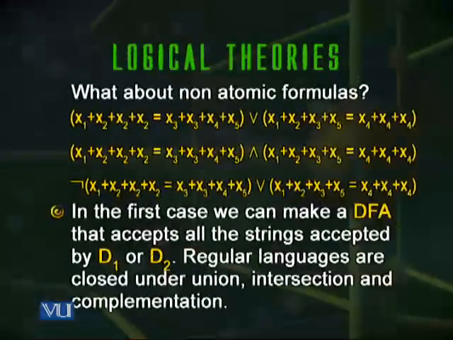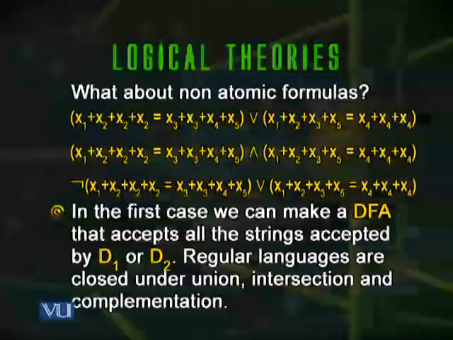And we have very simple algorithms which can take two DFAs and output a new DFA which accepts the union of the languages of those two DFAs. So we can use those ideas to come up with DFAs that accept these formulas. In the first case, we will make a DFA that accepts all the strings that are accepted by D1 or D2. Well, regular languages are closed under union, and that solves the first problem, the first formula.